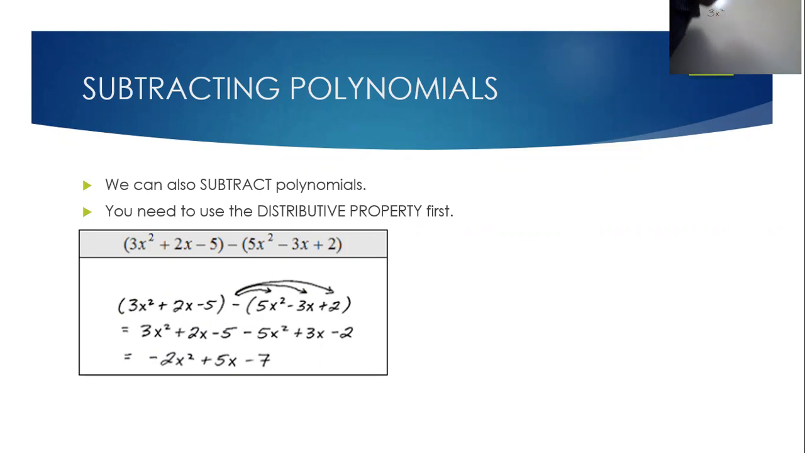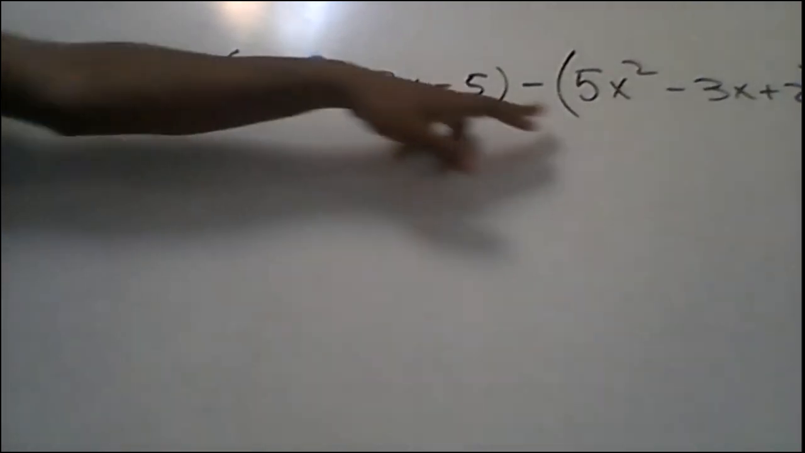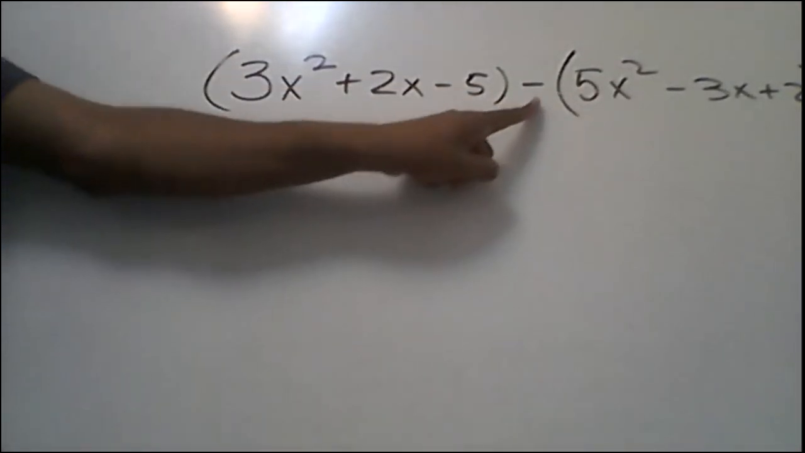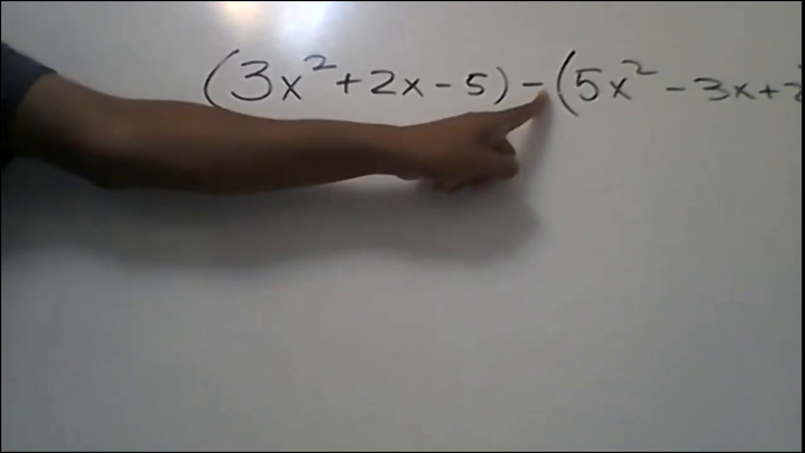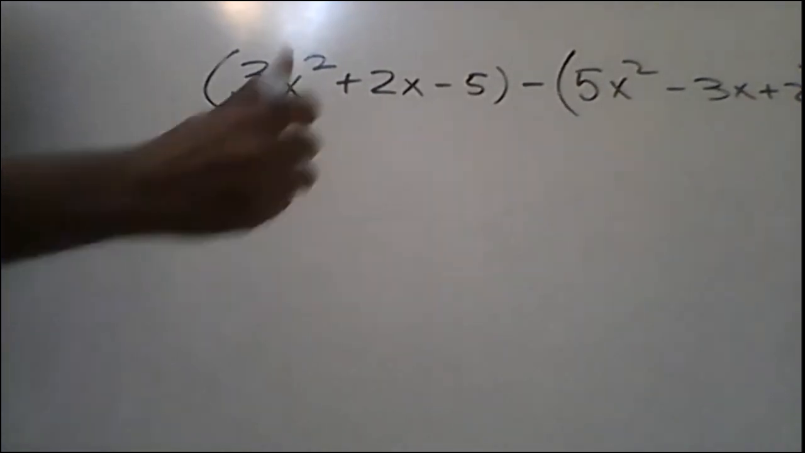X squared, 5, minus 5x squared minus 3x plus 2. All right. When you subtract one polynomial from another, now I want you to notice there's a space here. It's a minus. There is a kind of in the middle of that, and again, this is one of those math things that we don't really talk about.